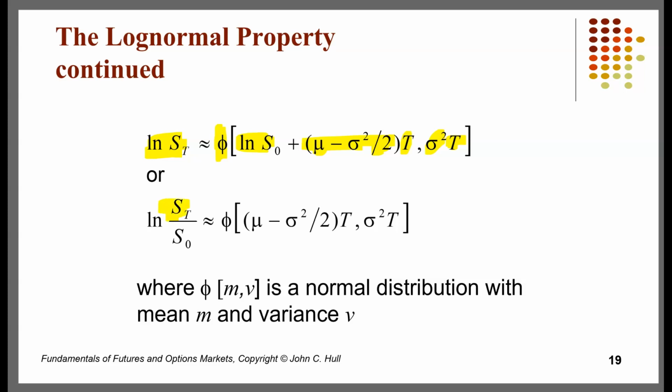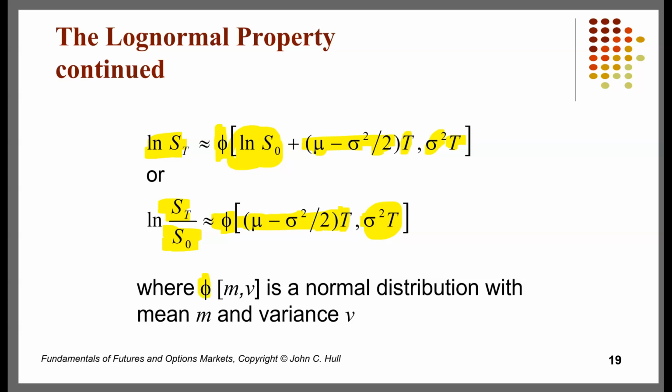Or the log of the ratio is normally distributed with the mean equal to mu minus sigma squared divided by 2 multiplied by T, and the variance equal to the same. And the reason the variance doesn't change is because the log of S0 that we have here is a constant, so that really doesn't affect the volatility here, but it does affect the mean.